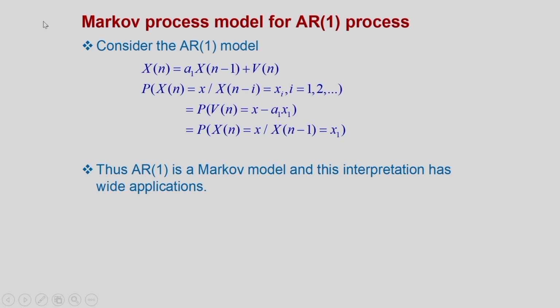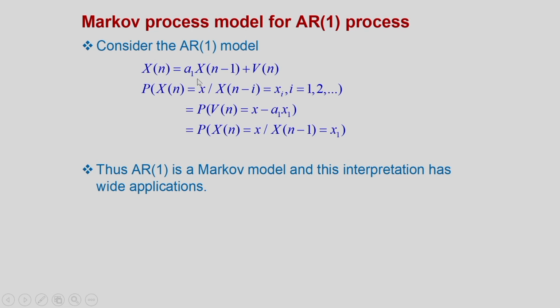Now, one important interpretation of the AR process is as a Markov process. Consider the AR1 process, that is xn is equal to a1 x of n minus 1 plus vn. Then the probability of xn is equal to x, given that x of n minus i is equal to xi, for i equal to 1, 2, 3, etcetera. All of these are given.